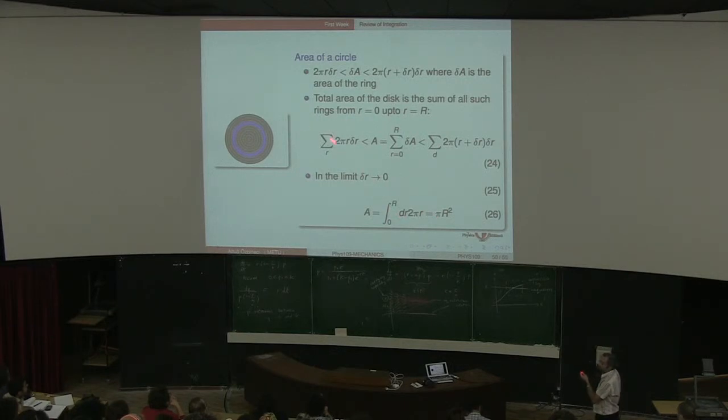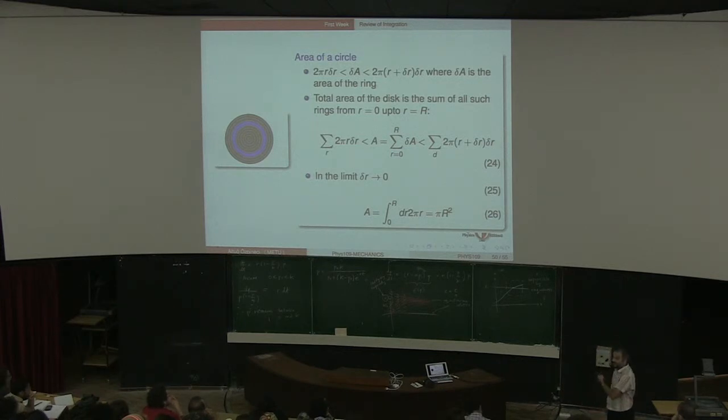This sum just becomes an integral, 2 pi r. I'm summing 2 pi r. Each one has a thickness delta r, so I'm summing over all possible values of r from 0 to capital R. And then I obtain pi r squared as the area of my disk.